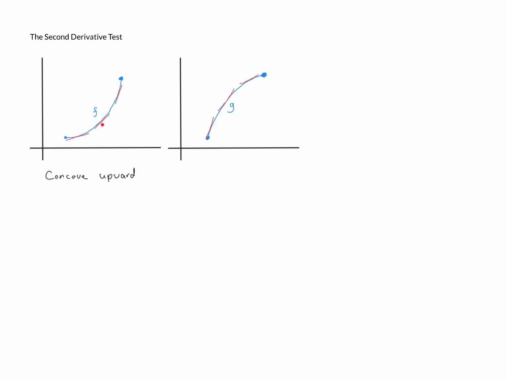It's kind of like a smile in a sense. And the other one, if we have a graph lying below all of its tangent lines on an interval, we call that concave downward. And it kind of looks a little bit more like a frown. So these are two different ways that part of a graph can be curving. And remember, both of these functions are increasing on this interval. So this doesn't have to do with whether it's increasing or decreasing. It's how it's increasing or how it's decreasing.